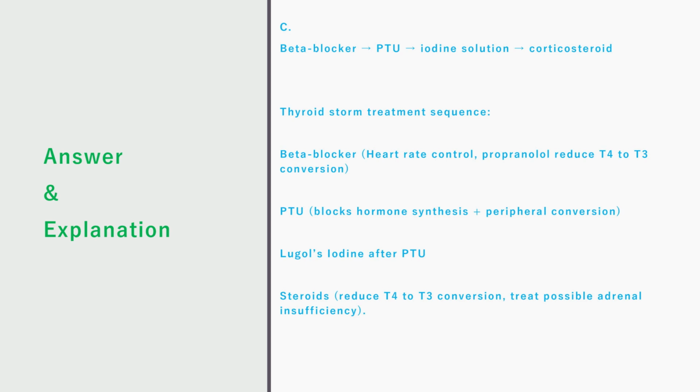Explanation: thyroid storm treatment sequence. Beta blocker, heart rate control. Propranolol reduces T4 to T3 conversion. Propylthiouracil blocks hormone synthesis and peripheral conversion of T4 to T3. Lugol's iodine blocks the release of thyroid hormone and should be given at least 1 hour after starting antithyroid drug therapy. Steroids reduce T4 to T3 conversion. This may also be useful in preventing relative adrenal insufficiency due to hyperthyroidism and improving vasomotor symptoms.